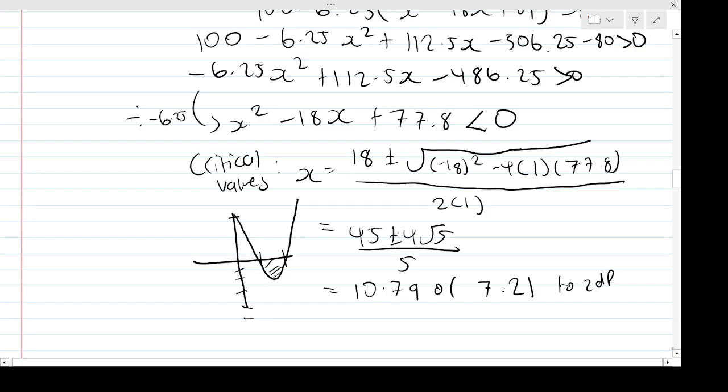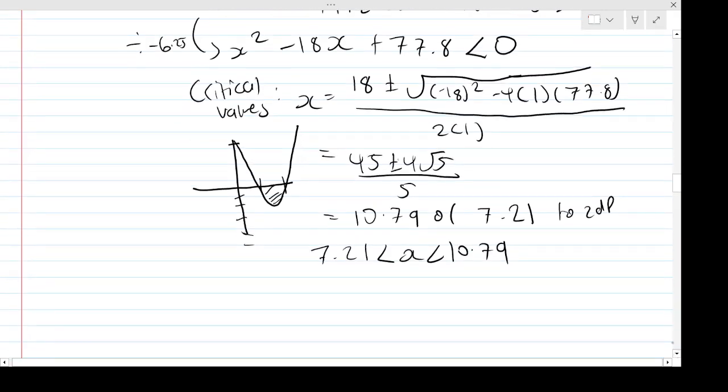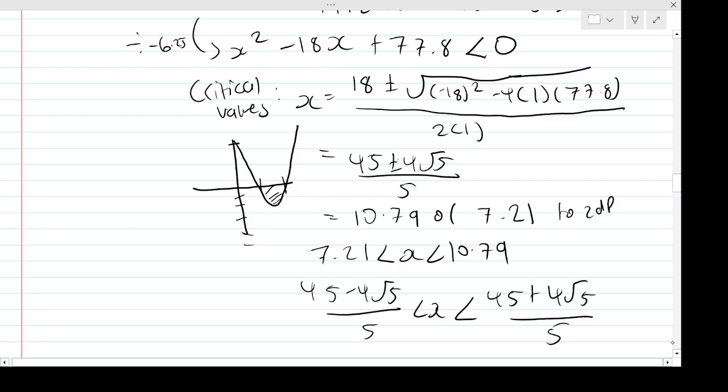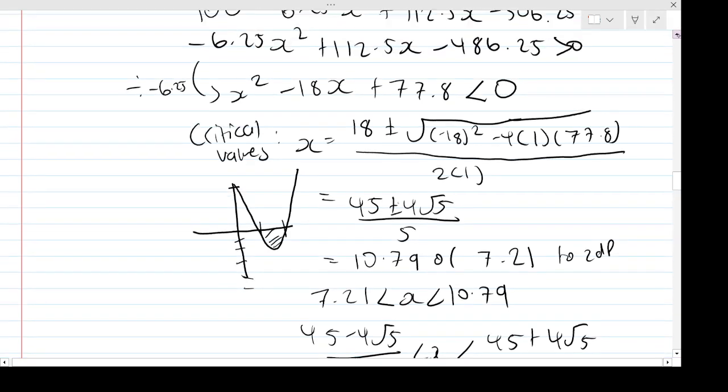So then the two values of x are going to be between 7.21 less than x, less than 10.79. But again, I like exact values, so I'm going to write it in terms of this fraction here. So remember, 7.21 would be 45 minus 4 root 5 over 5, less than x, less than 45 add 4 root 5 over 5. So therefore we solved it, right? So that's the range of values for x.